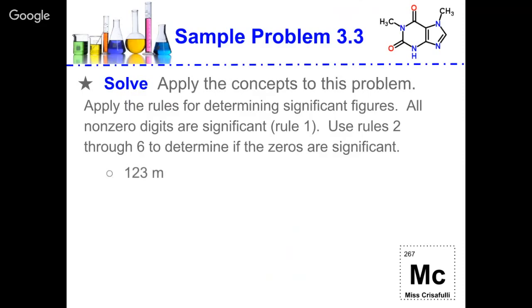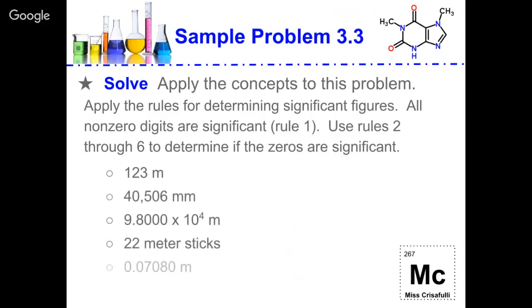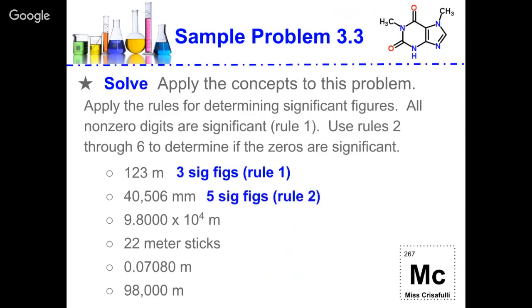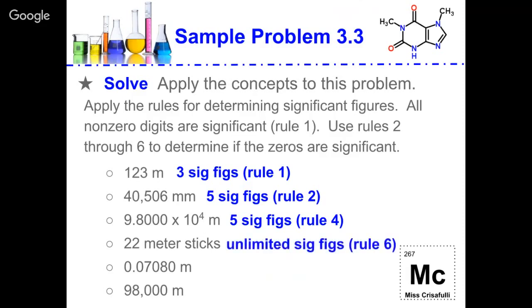All of those values are non-zero digits, so they are all significant. So the first one has 3 significant figures because of rule 1. Let's look at the second one. The second one has 5 significant digits because both of those zeros are in between non-zero digits, and that's rule 2. The next one, 9.8000 times 10 to the 4th, has 5 significant figures because of rule 4. There's a decimal point, and so all these zeros to the right of that decimal point are significant. 22 meter sticks has unlimited significant figures because of rule 6. It's a definite quantity.